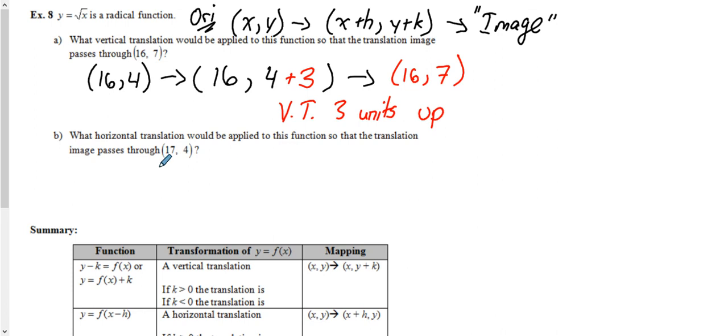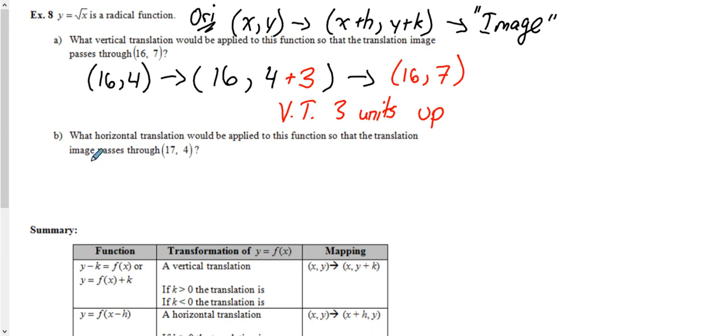Here is the same question. We got 17, 4 as our final answer. We have to find what happened to the original. Again, our original should have been 16, 4. If you square root 16, it should have been 4. So something clearly happened to our x value there. So let's take a look.